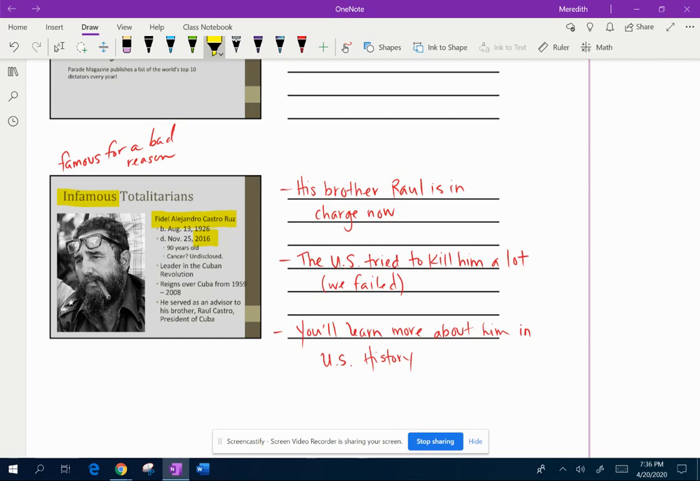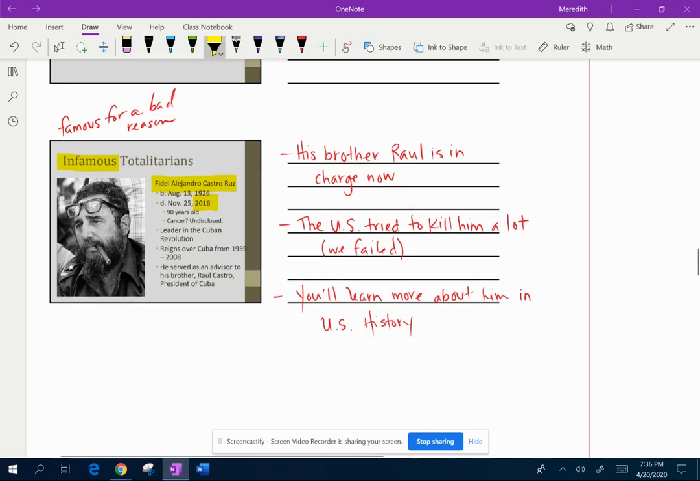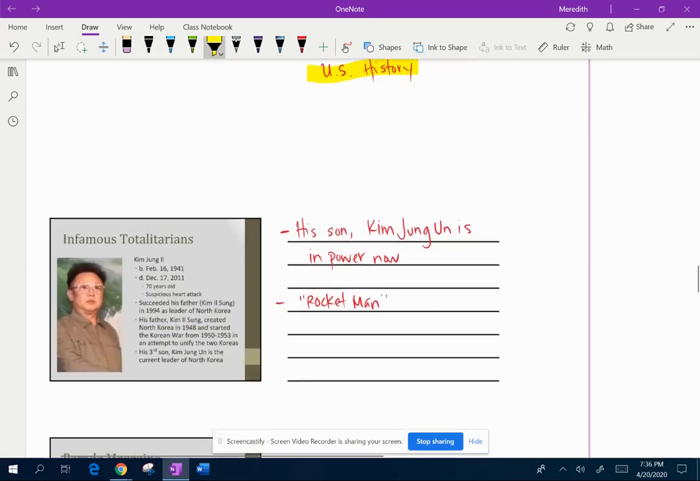President Obama just lifted the embargo, or the forbidden. We were no longer allowed to trade with Cuba for about 50 years. But he's definitely someone who's very important in United States history. You'll spend a lot of time talking about him.